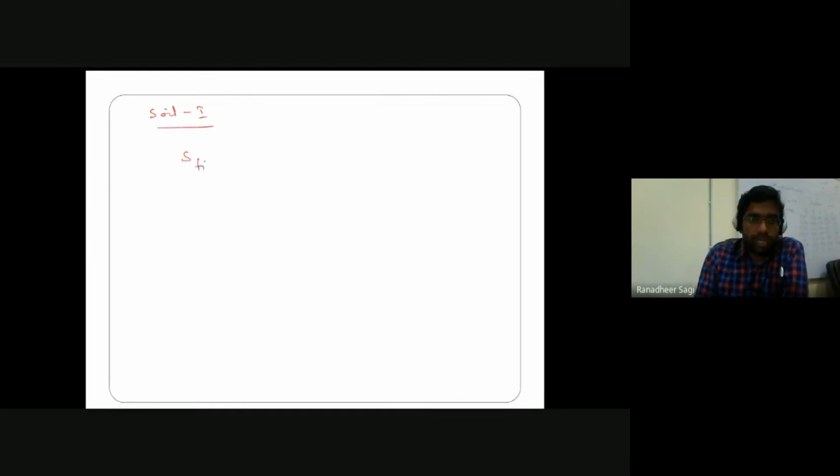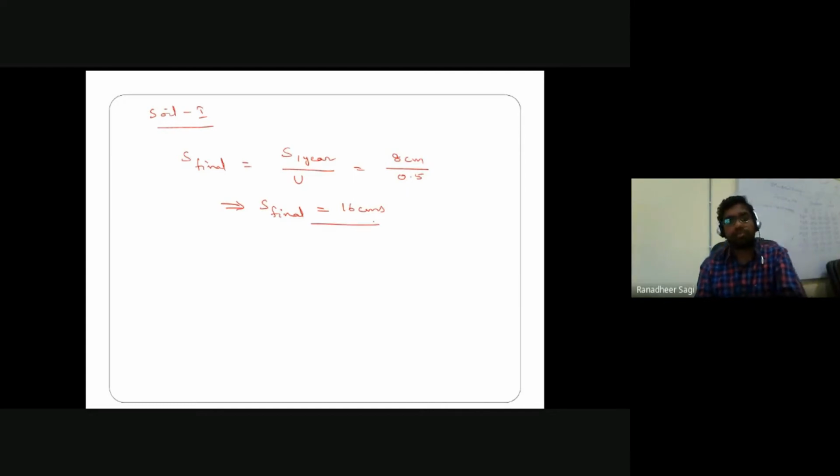Final settlement is equal to the settlement that you had in the soil at 1 year. Correspondingly, the degree of consolidation in that particular soil is 50%. How much is the settlement that you had in the soil after 1 year? That is 8 centimeters, and the degree of consolidation is 50%, so I can write it as 0.5. That means the final settlement that you are going to have in soil 1 is equal to 16 centimeters.